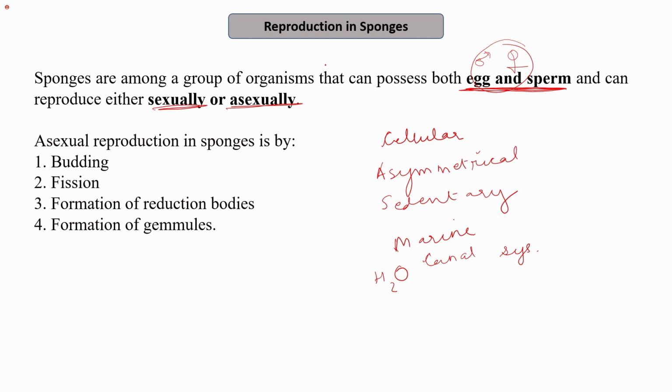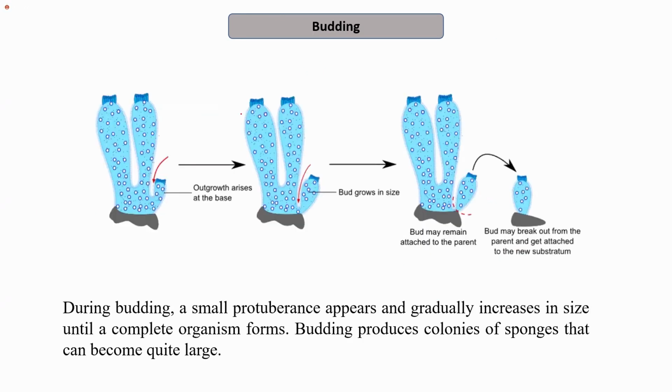Asexual reproduction in sponges is mainly by the process of budding, fission, formation of reduction bodies, and the formation of gametes. We will learn about each of these one by one, how budding, fission, formation of reduction bodies or the formation of gametes help in the reproduction of sponges. Firstly, by the process of budding. We know what buds are basically.